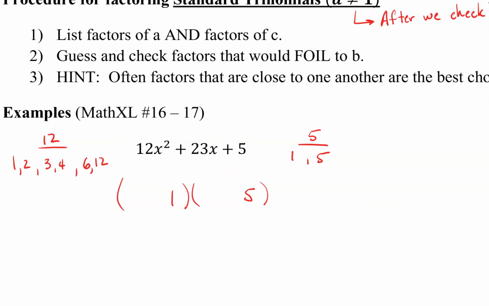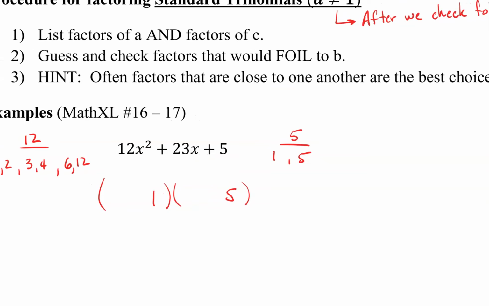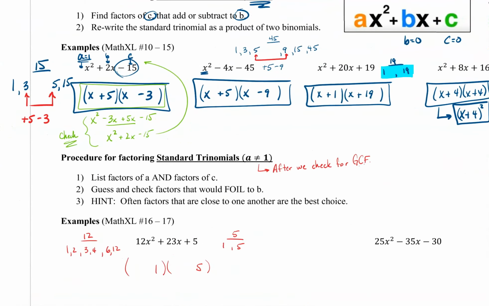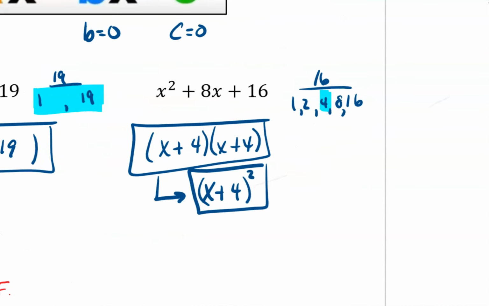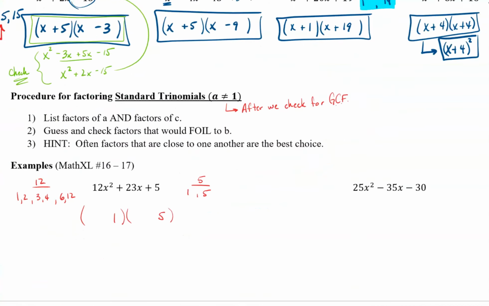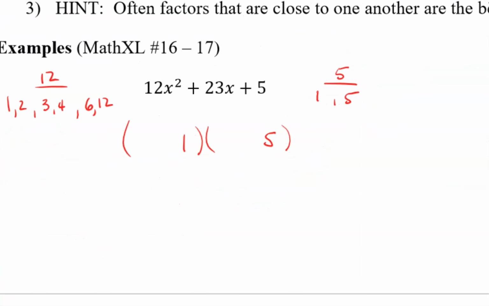Now the hint says that factors that are close to one another are often the best choice, like what we saw back here. The factor pairs that were close to one another in this group, and even this last one back here, were all used to answer the problem. So I'm going to start with a 3 and a 4. Notice I'm calling them 3x and 4x, because 3x times 4x needs to multiply together to make 12x squared.